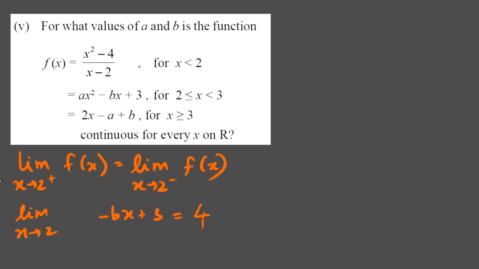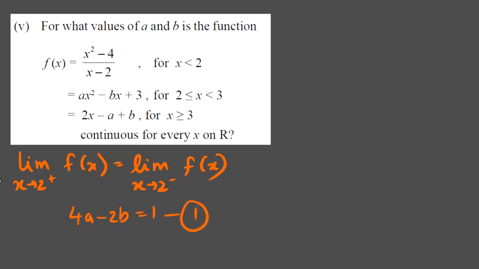Evaluate this. We will put x equal to 2 in this expression. So we will have 4a minus 2b plus 3. After substituting x, the limit will not be written. So now that 3 goes on the right, and you have 4a minus 2b equal to 1. That is your equation number 1.